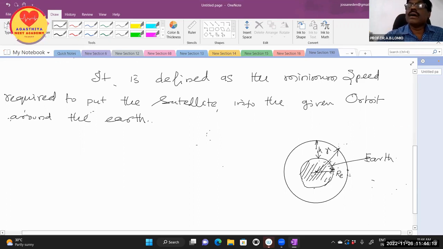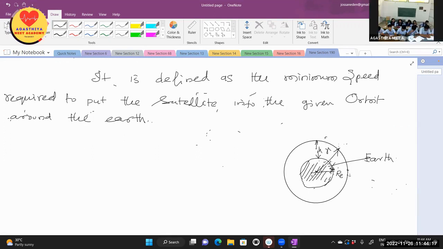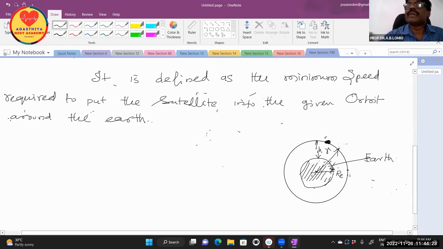Consider a satellite revolving in the orbit. Its velocity will be tangential, like this. The velocity of the satellite will be tangential to the circular path.